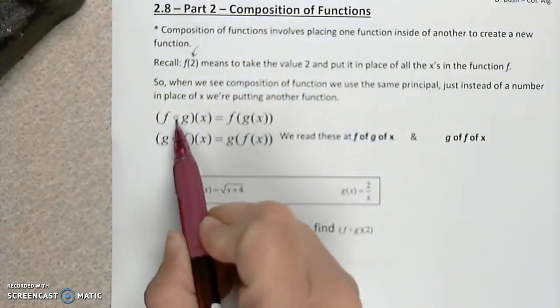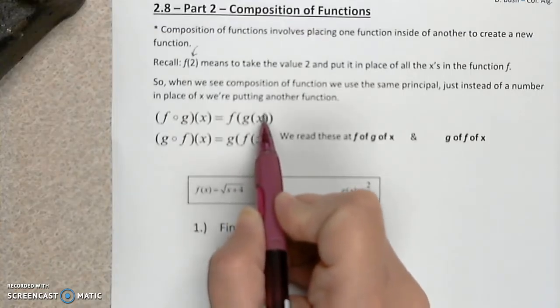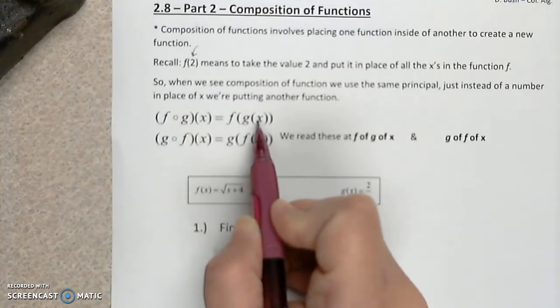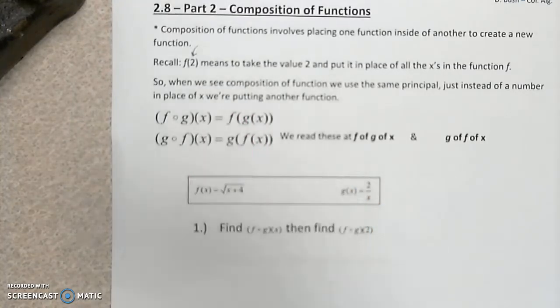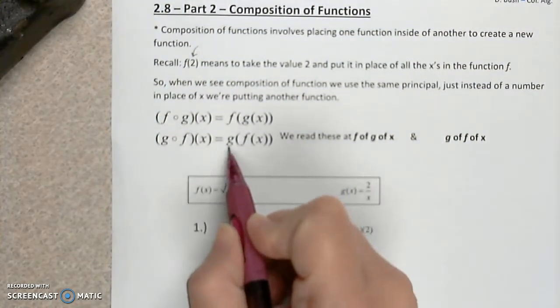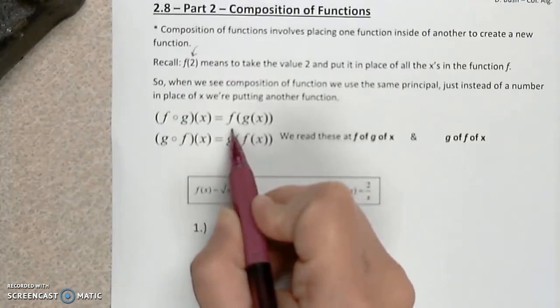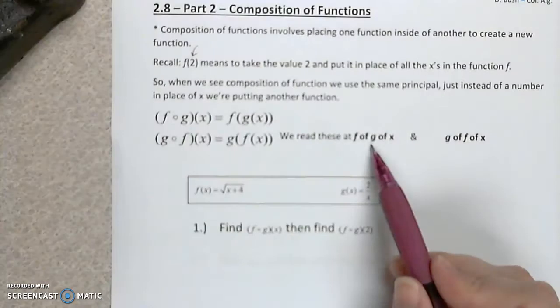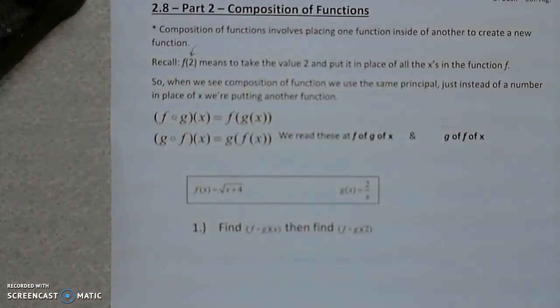You may see f composite g of x, and that means to take the function g of x. Notice here, instead of a number, I have a function. So I'm going to take the function g of x and fill it into the function f everywhere there's an x. And then if I see g composite f of x, that means g of f of x. So I would take the function f of x, so instead of a number being there, there's a function there, and I'm going to fill it into the function g everywhere there's an x. And so we read this as f of g of x, and then g composite f would be g of f of x. That's how we would read those.